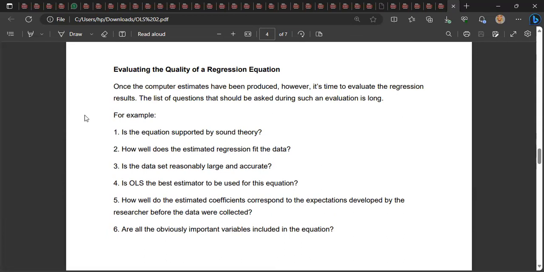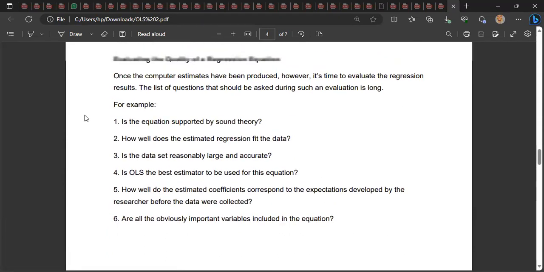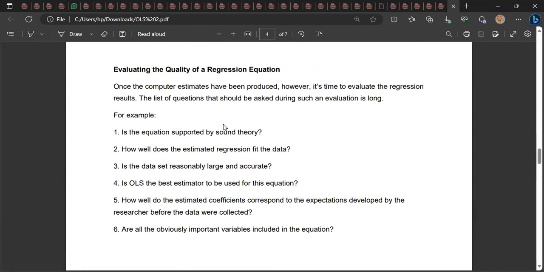All right, so we're going to end with evaluating the quality of the regression. At this point, you have come up with your equation, so we'll be building on this in the next session. You've used that sample to come up with a regression equation. Now, how do you evaluate the quality of your regression model? Below is the list of questions that you should ask yourself when you're evaluating.